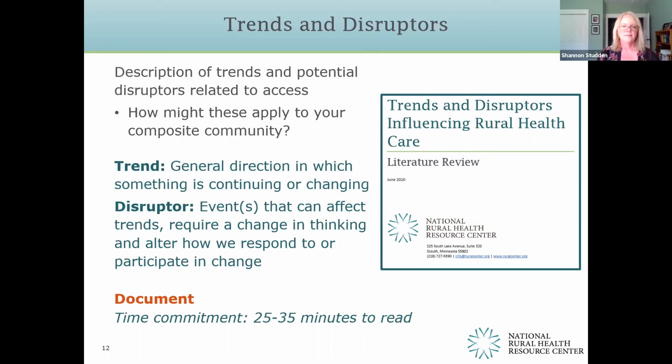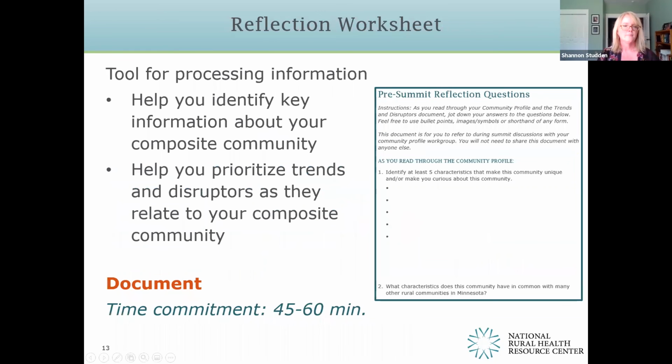This document also has a reference section if you want to dig a little bit deeper into any of this. And there is the reflection worksheet. As I mentioned, this is intended to be just a tool to help you process the information that's in your community profile and in the Trends and Disruptors document. We just give you a couple of things to think about as you read through each of these.